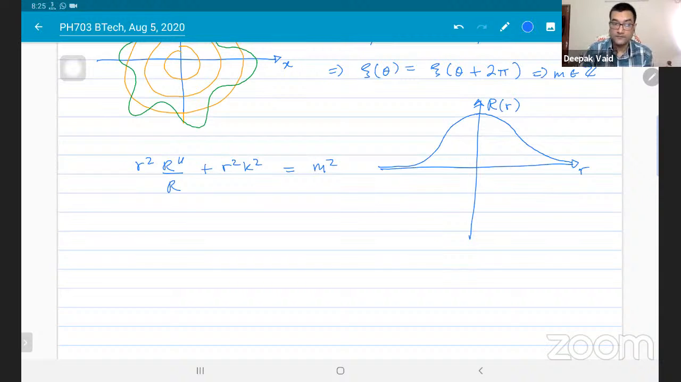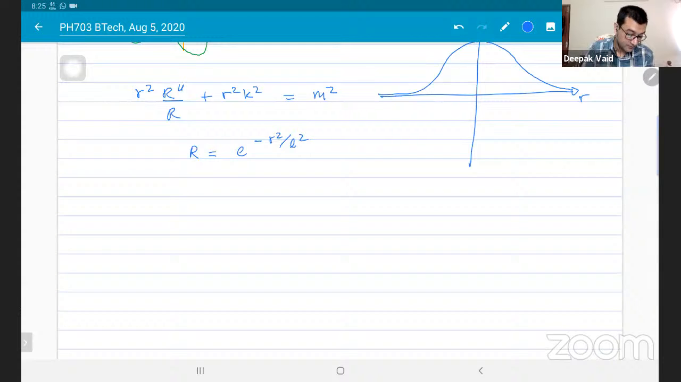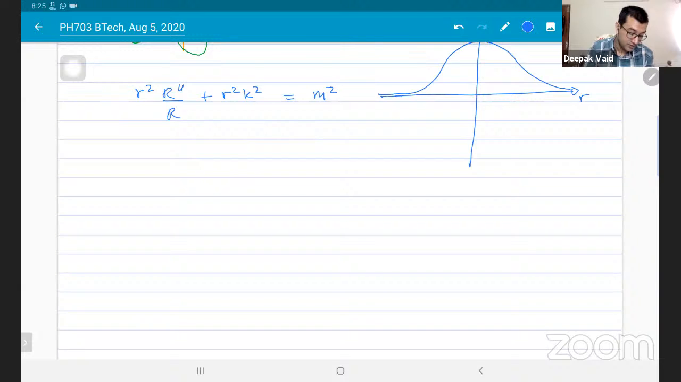Something of this form, right? And so we'll try different solutions. Let's say we say R is equal to e to the minus r square by L square. So what will happen? This will not solve this. This will not solve the solution. So we will get this.